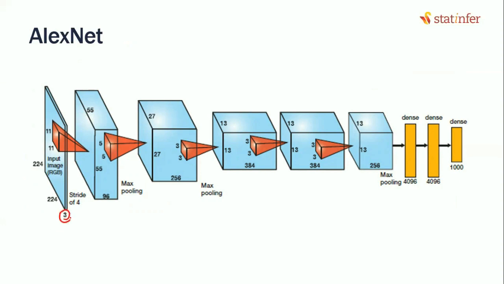Here it is written as 3. This is the input layer: 3, 224, 224. Can somebody explain what 224 by 224 by 3 means? This is the input image. An image has height, width, and depth. Depth 3 means RGB intensity.